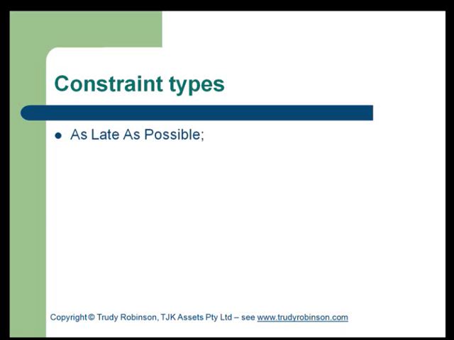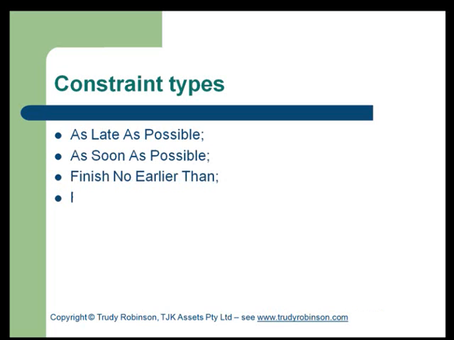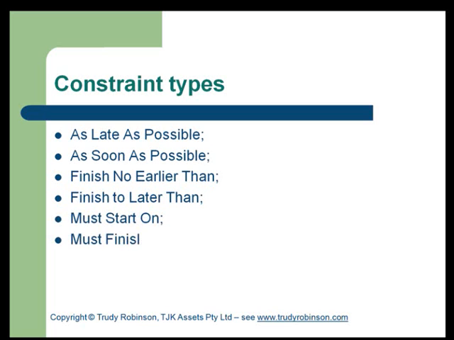A task can be set to finish as late as possible, or as soon as possible, or finish no earlier than a certain date, no later than a certain date, or you can force them to start on a particular date or finish on a particular date. A further constraint is that you can start a task no earlier than a particular timeline. Now, depending on the project that you're working on, these constraints can be introduced on all or any specific task.